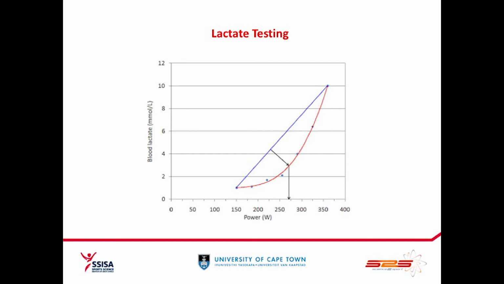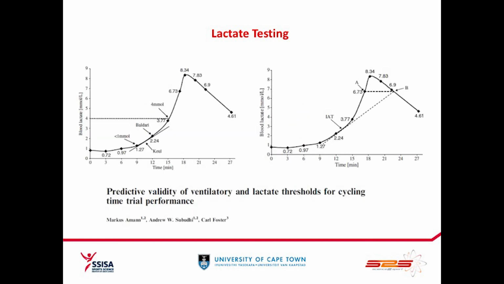Well-known method. Now, what if I started the test at 100 watts and the first value was there, and then connected those two? Then the arrow would be pointing to over here, maybe like 20 watts lower. Okay, very arbitrary definition.